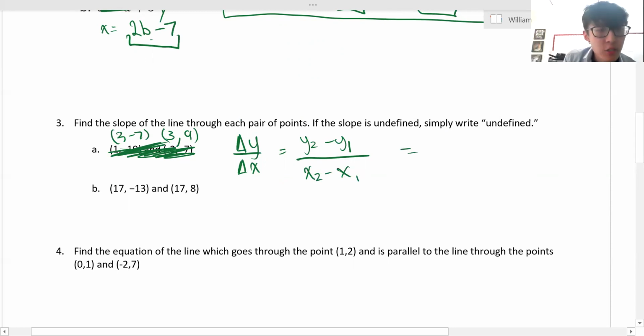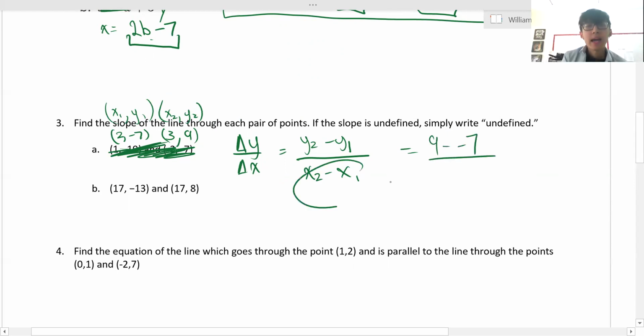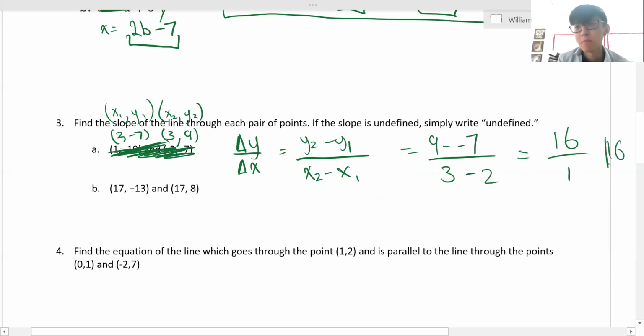So let's label our points. 2 comma -7, that's going to be x1, y1. That's my first pair of points. My second pair of points are x2 comma y2. So y2 minus y1, that's going to be 9 minus -7, divided by x2 minus x1. x2 is 3, and x1 is 2, so 3 minus 2. So 9 minus -7, that's going to be 9 plus 7, right? So that's going to be 16. Divided by 3 minus 2 is 1, so my slope here is 16.